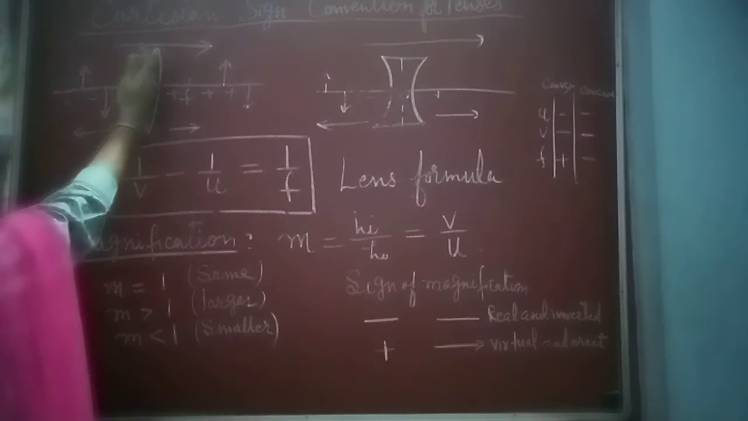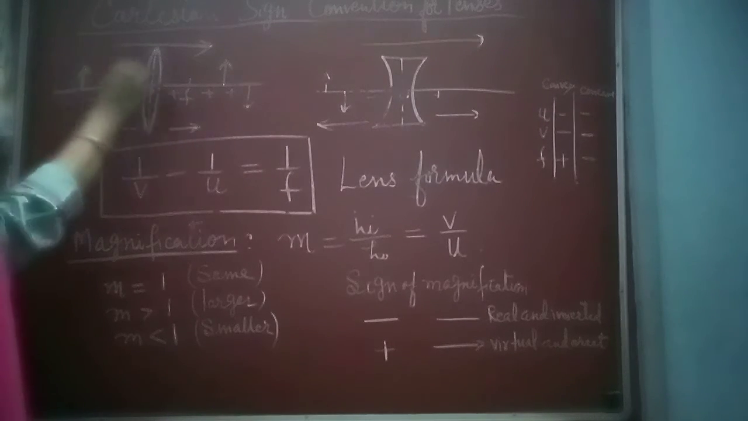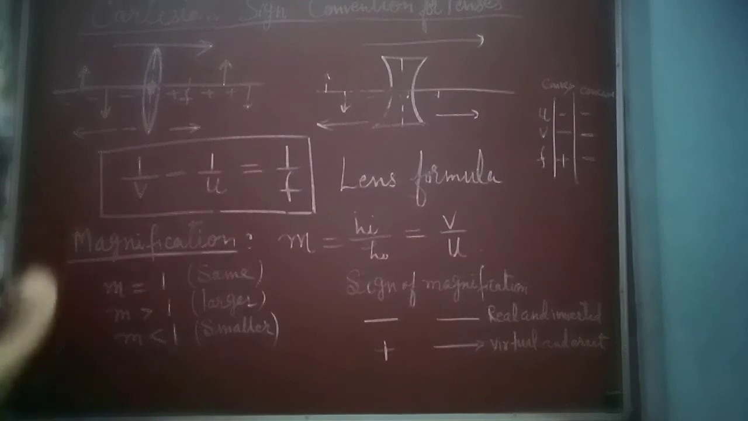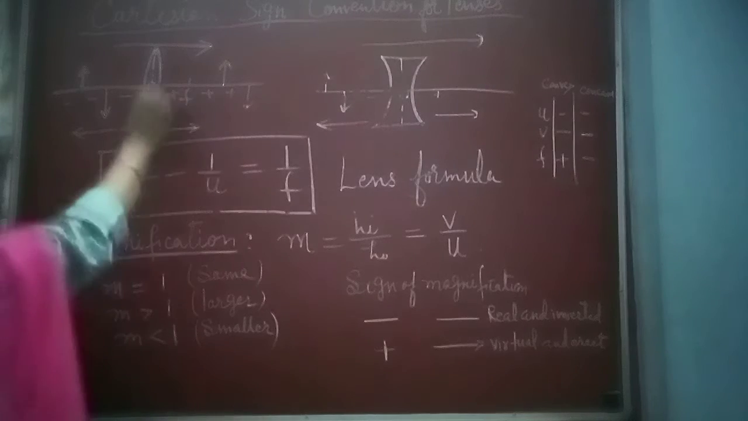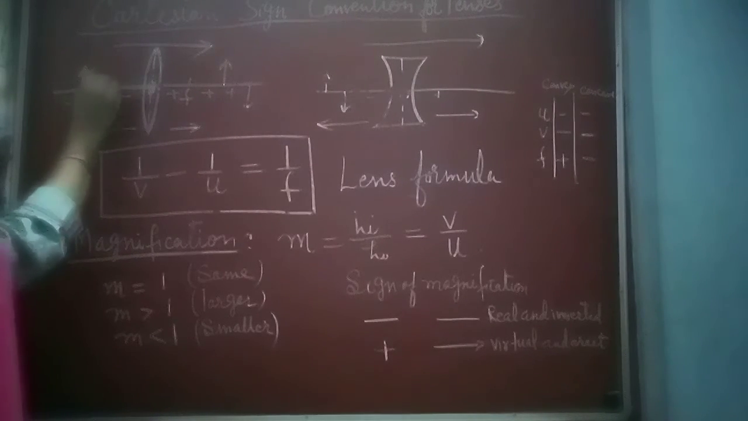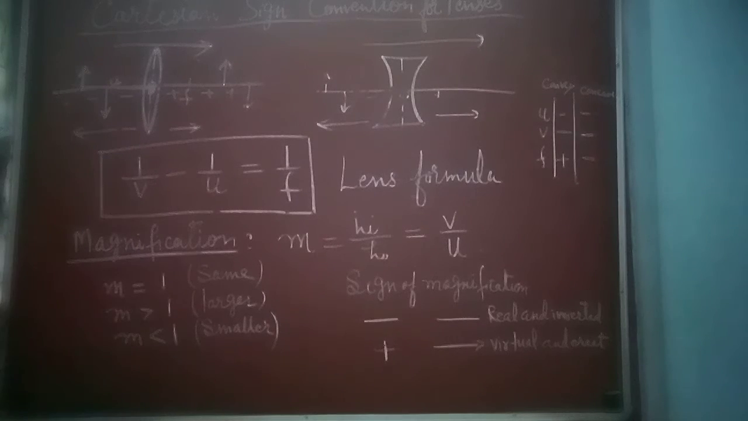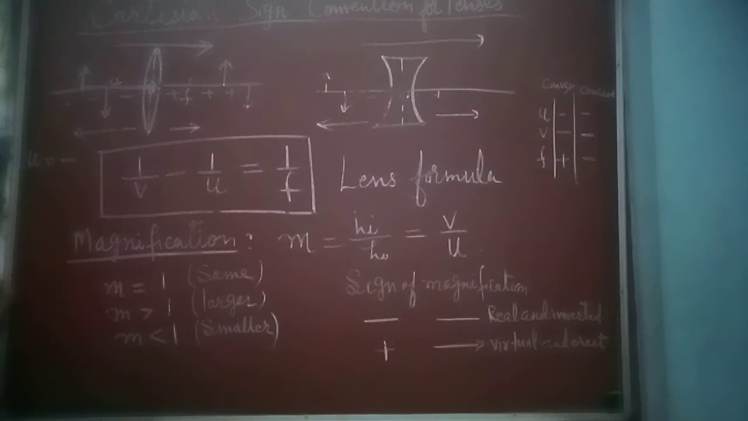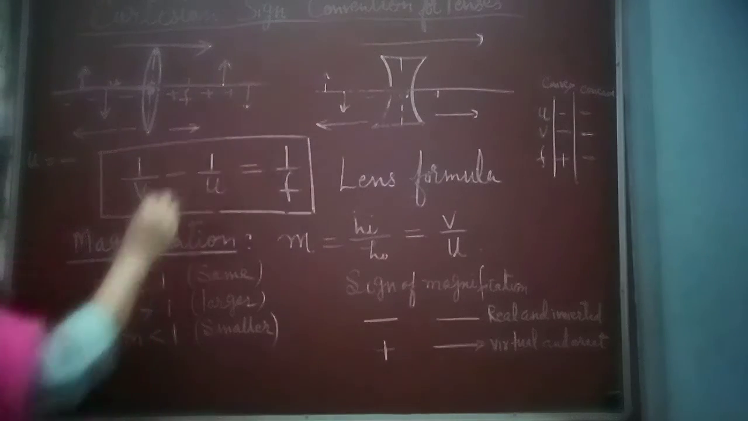So here you see the object is placed this side. So this is your object distance. Second rule, all distances are measured from the optical center. So optical center to object, this distance is called object distance and is denoted by U. So object distance is negative, because distances which are measured left of the lens are considered to be negative, and right of the lens, positive.